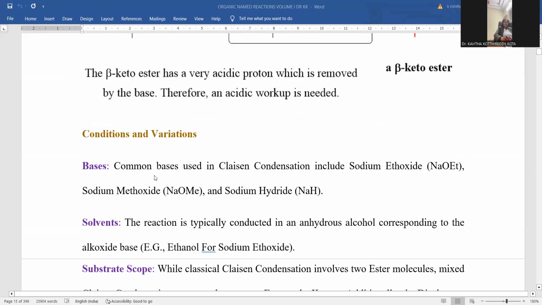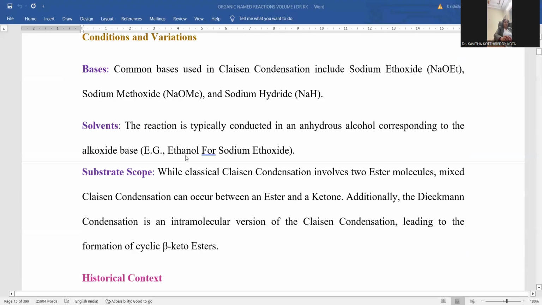What conditions do we require? A base must be present. Moreover, a strong base is required, like sodium ethoxide, or else you can also add sodium hydride. A suitable solvent for this reaction is ethanol; sodium ethoxide is also suitable. The substrate scope: Claisen condensation involves two ester molecules, right?